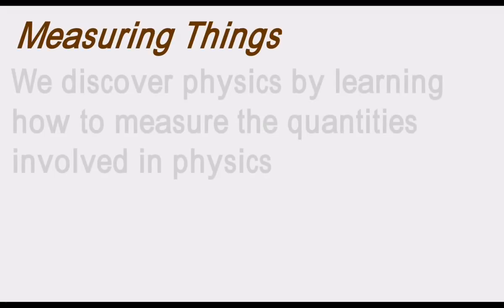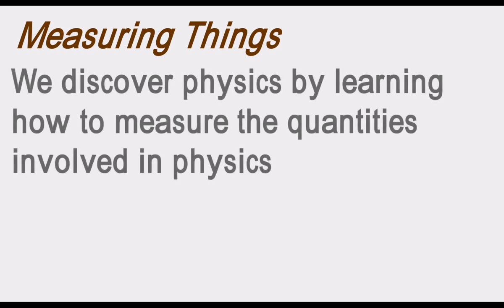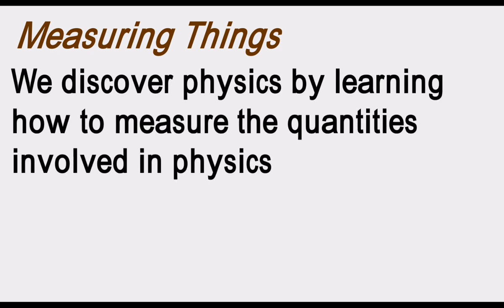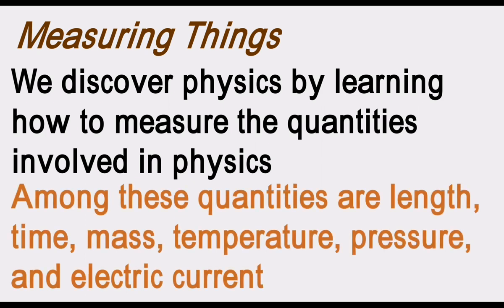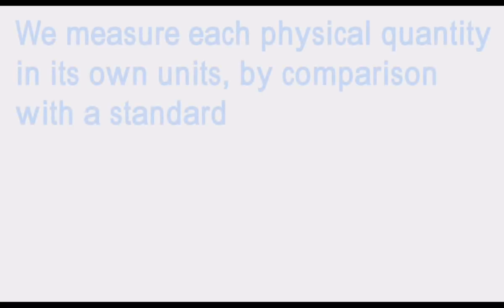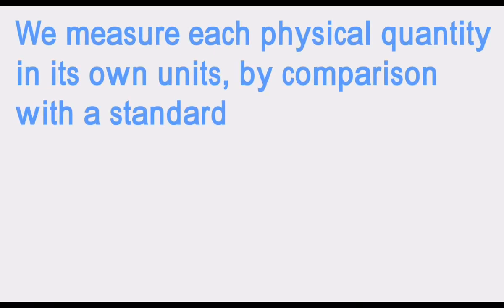Measuring things. We discover physics by learning how to measure the physical quantities involved in physics. Among these quantities are length, time, mass, temperature, pressure, and electric current. We measure each physical quantity in its own units by comparison with a standard.